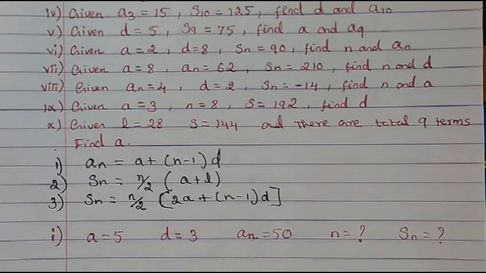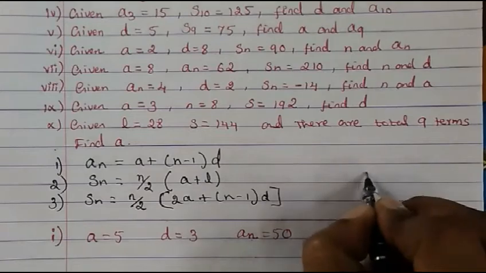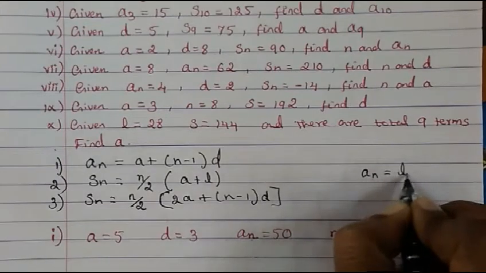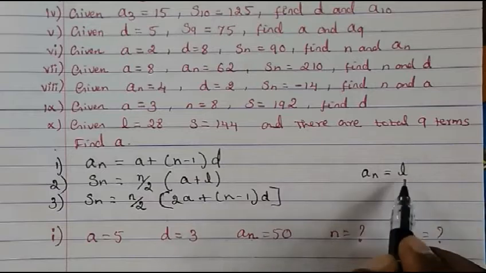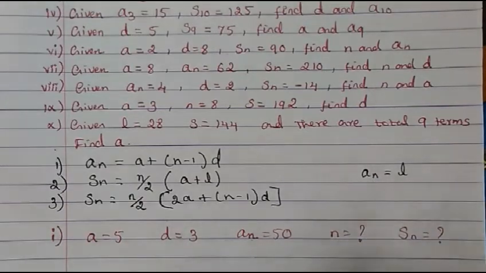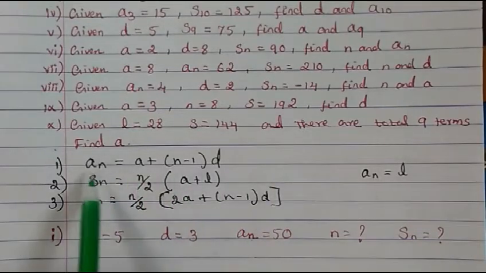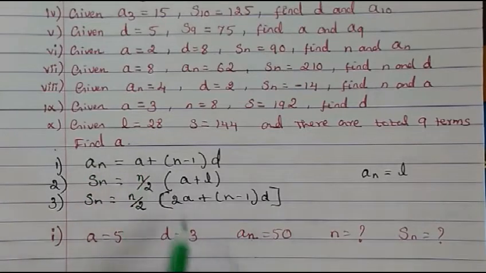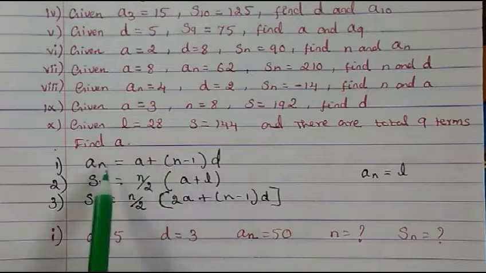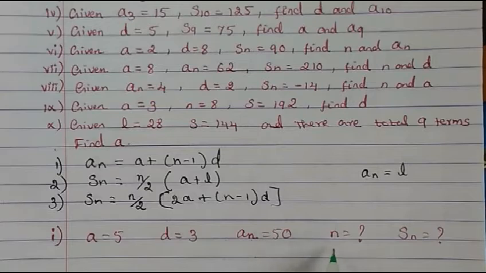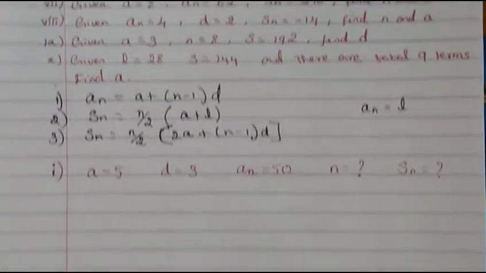Now one more thing you have to understand: AN is also equal to L, because L is the last term. So the last term is AN. Let's begin now. To find N, normally we use the formula we used in 5.2, where we have the N value, AN value, A value, and D value. So let's use that formula and get the N value. Once you know the N value, to find SN, any of these formulas you can use.